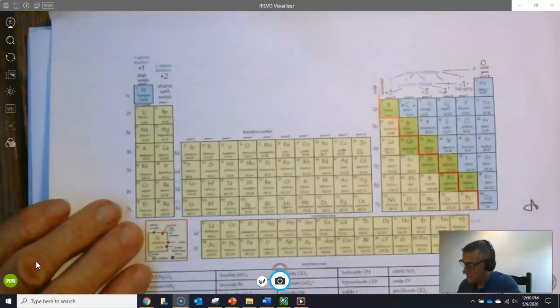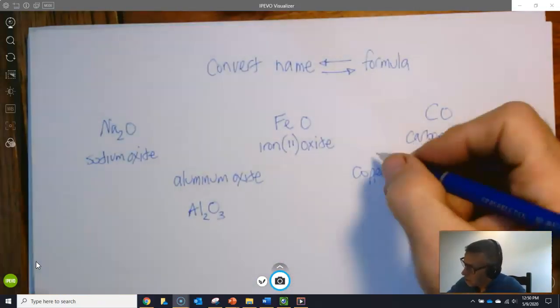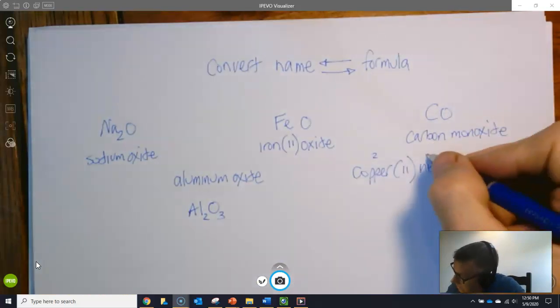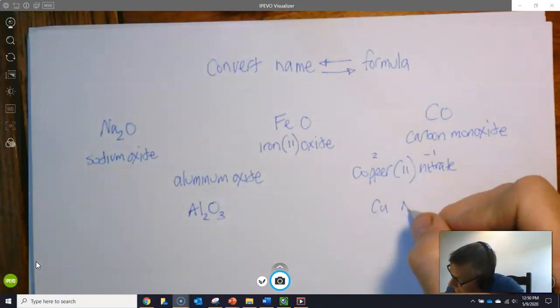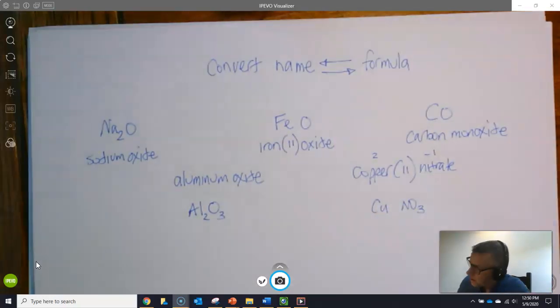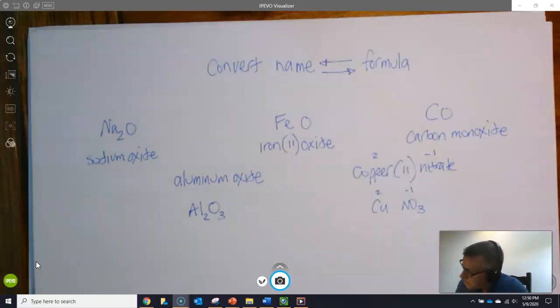Now, what is a nitrate? Nitrate is right there, NO3 with a -1 charge. So this is 2 by definition, that's -1. So I'll write my Cu and I'll write a nitrate, right? And I'll write my little +2 charge here, I'll write my little 1 charge there.